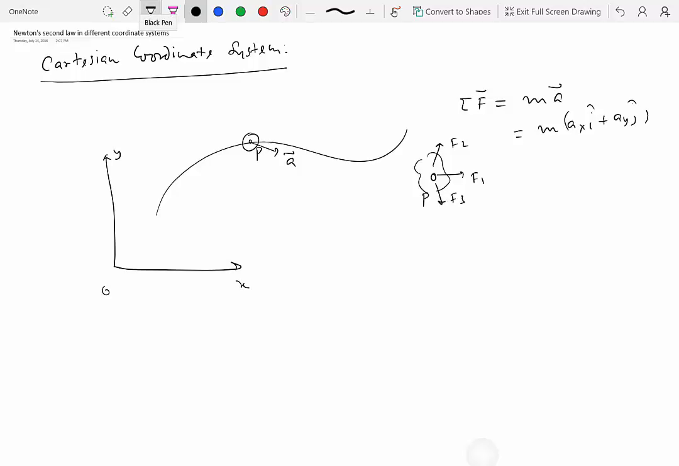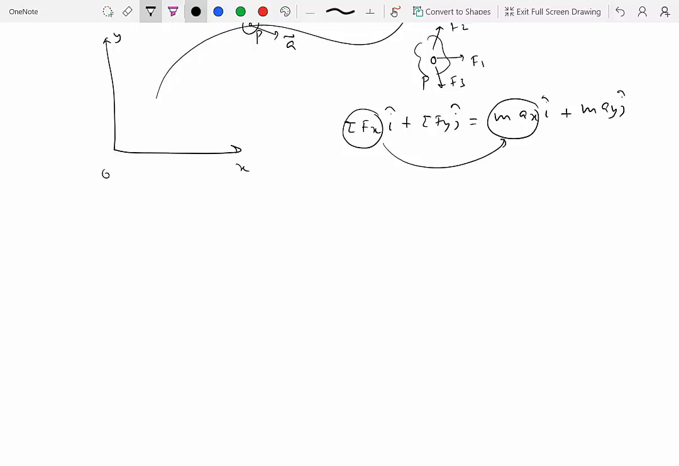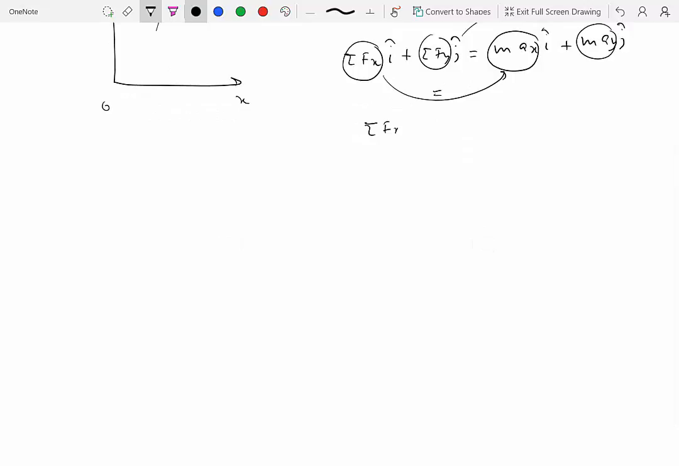On the left hand side, we will have the sum of the forces along x direction, i hat, plus the sum of the forces along y direction, equal to mass times ax i hat plus m times ay j hat. So this is clearly a vector equation, and you would obtain two scalar equations from this equation by equating the coefficients of i hat and j hat. So sigma fx should be equal to m times ax, and sigma fy should be equal to m times ay, right? And that would give us two scalar equations.